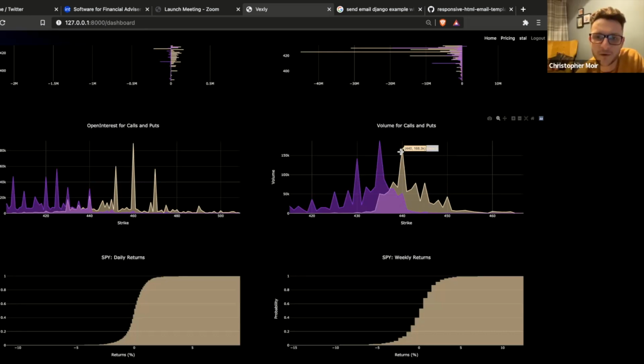So just in terms of volume, you don't know whether the calls or puts are being bought or sold? Yeah, on this visual you don't. It's just a total amount. Yeah.